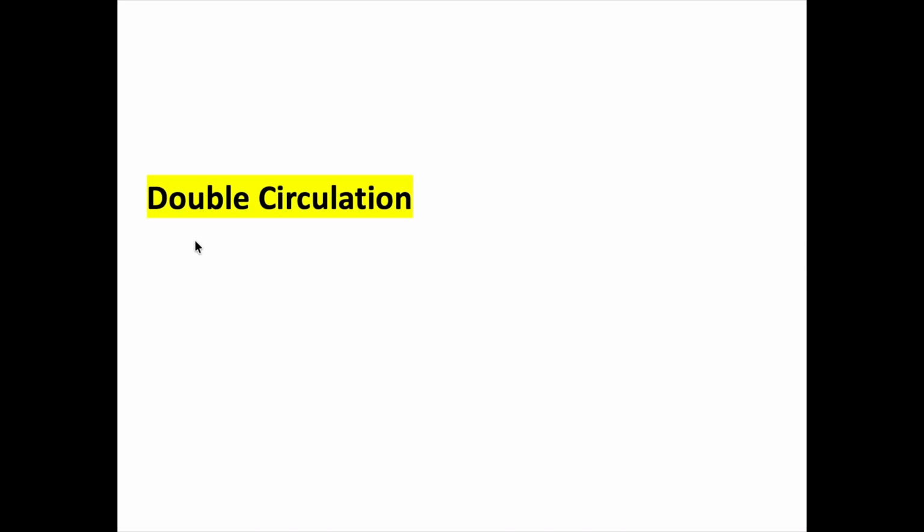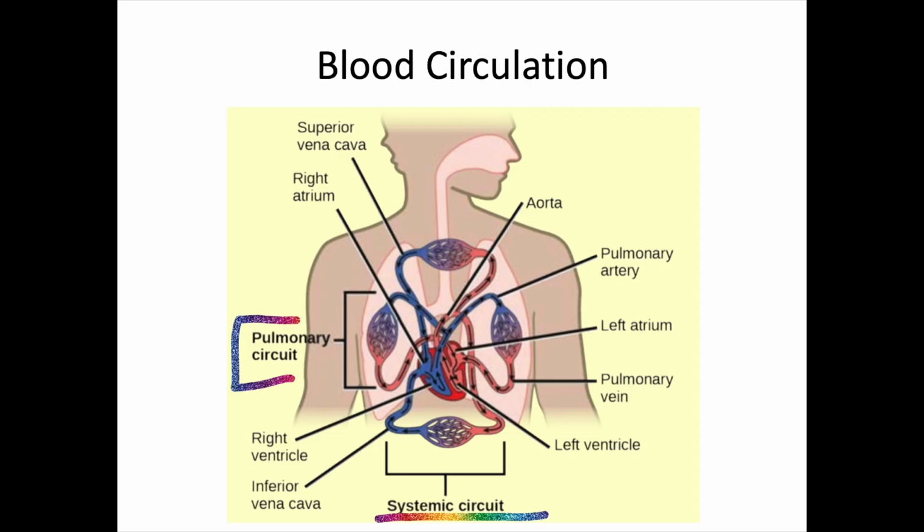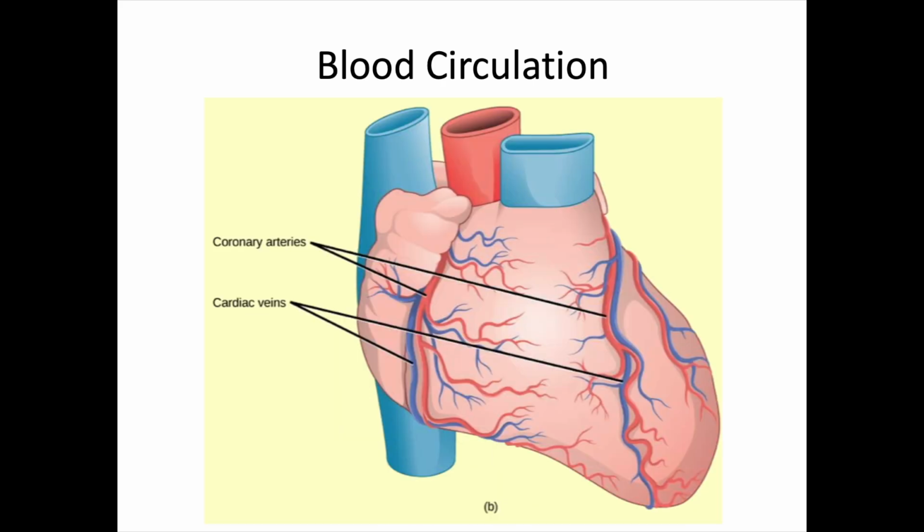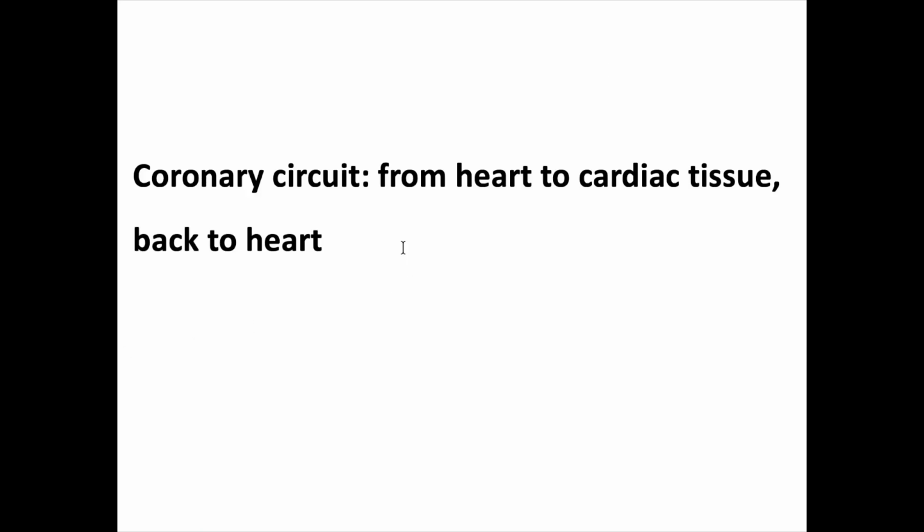Now, I've been saying that these are the two main circuits, and again, double circulation implies that there are two circuits, but there's actually one more part of the body that doesn't get the oxygen that it needs from these circuits, and that is the heart itself. So there's another smaller circuit, which is why we don't call it triple circulation, but there's another circuit called the coronary circuit. So yes, the heart itself, it has veins and arteries. It needs to be supplied with oxygen. Obviously, it's working very hard, and so we call this the coronary circuit, from the heart to cardiac tissue, and then back to the heart again.